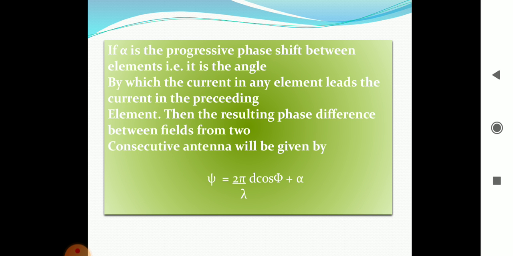If alpha is the progressive phase shift between elements, that is, the angle by which the current in any element leads the current in the preceding element, then the resulting phase difference between fields from two consecutive antennas will be given by ψ = 2π/λ d cos φ + α.